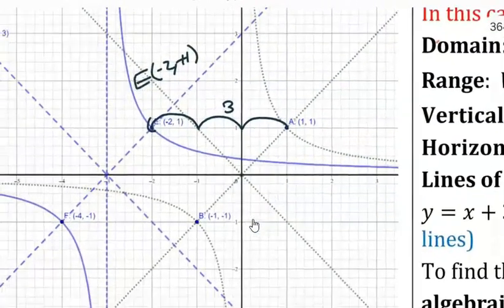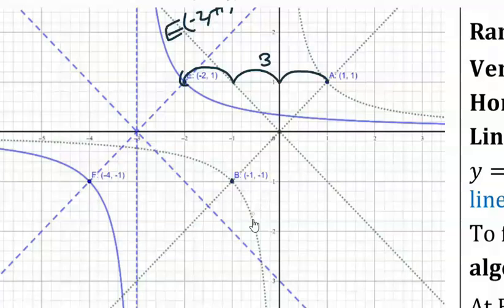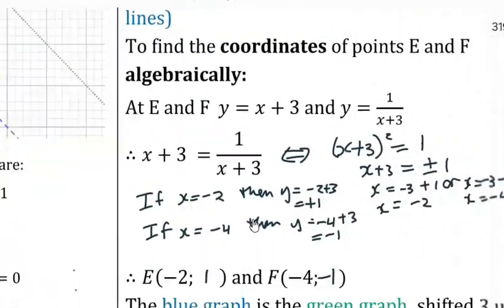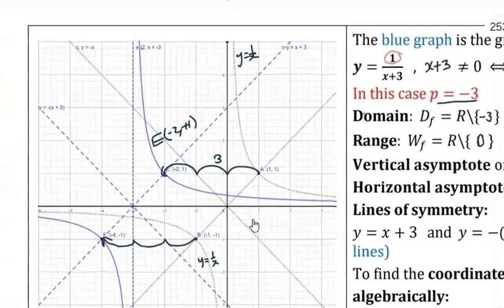And if I look on this side, this is my vertex of the 1 over x in my third quadrant, and I've moved 1, 2, 3 units to the left to get to the point F, which we calculated as minus 4, minus 1.